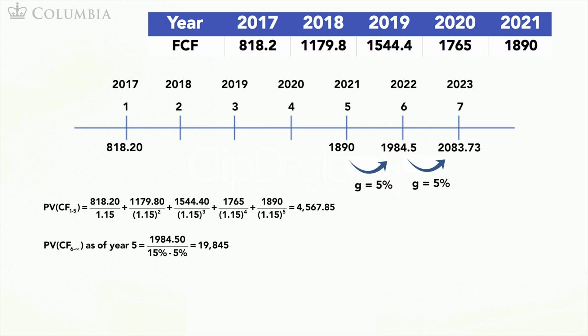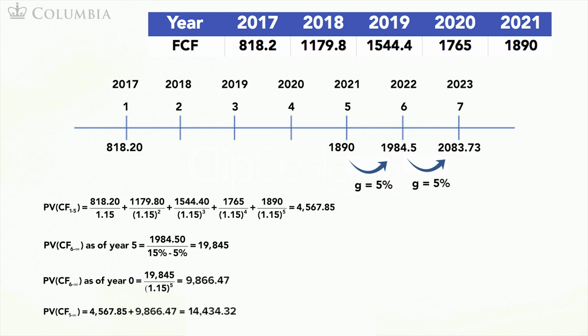Since we need the present value as of year 0 and not as of year 5, we need to discount 19,845 5 additional periods. That is, we compute 19,845 divided by 1 plus 15% to the power of 5, which is 9,866.47.